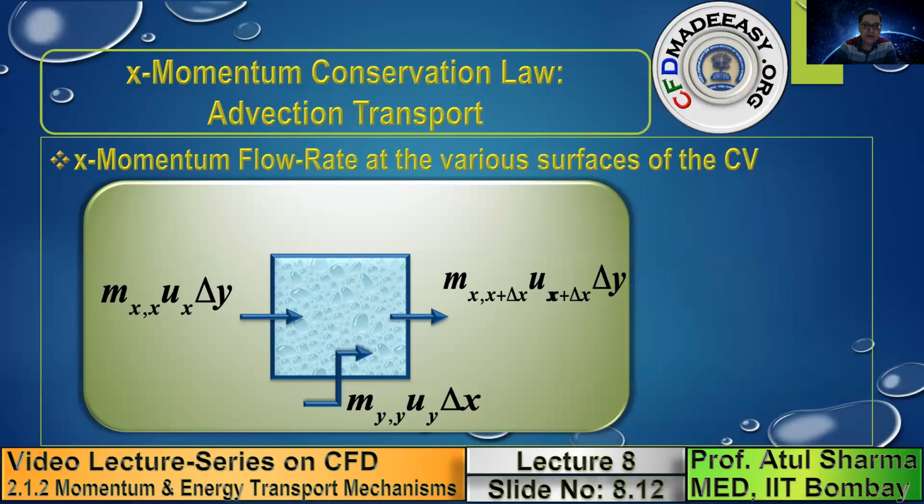And this is the rate at which x momentum is leaving from the top surface of the control volume. Note that here again, the first subscript in M represents the mass flux in the y direction, and the second subscript corresponds to the plane. So this mass flux is entering on plane y, and this is the plane y plus delta y. Here for velocity, the subscript corresponds to the plane. This u is at plane y, this u is at plane y plus delta y.